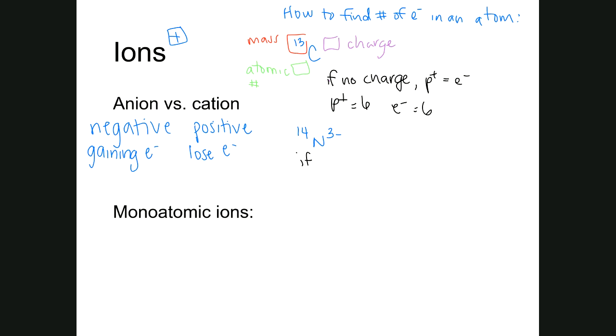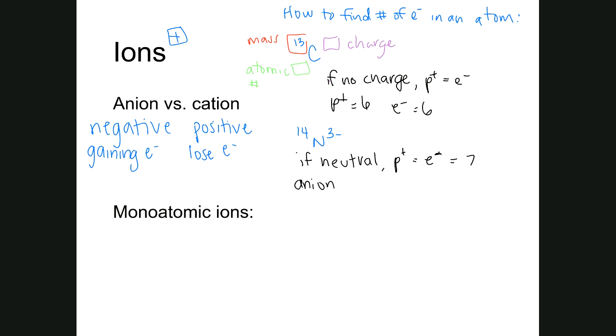So if neutral, we would say that protons equals electrons, which in this case would be 7. But we know that this is not neutral. So here we can see it has a negative charge, so this is an anion, right? So if it's an anion, we are gaining electrons.